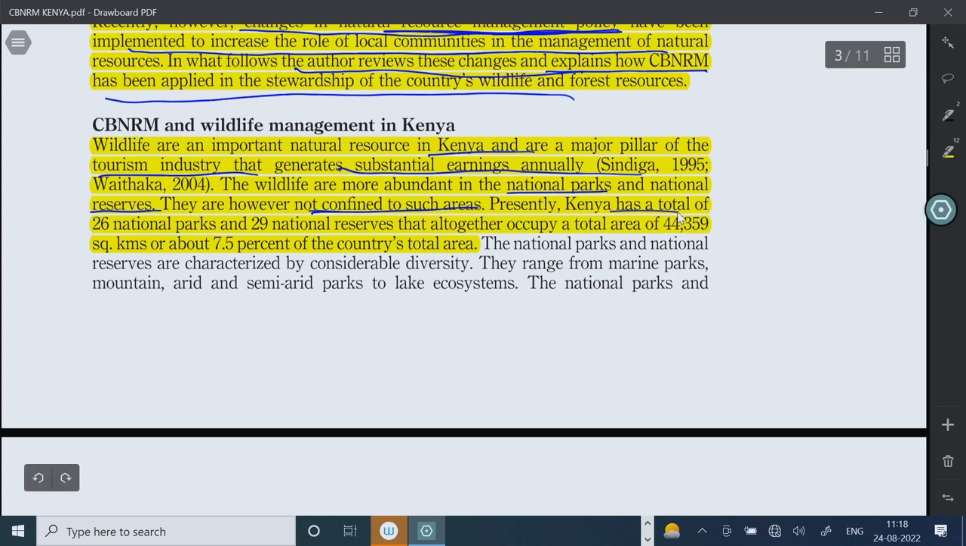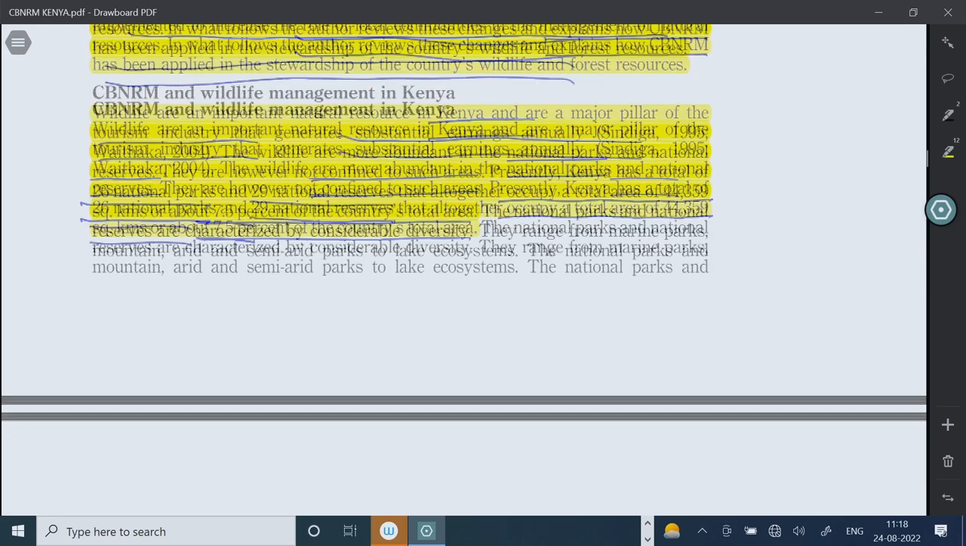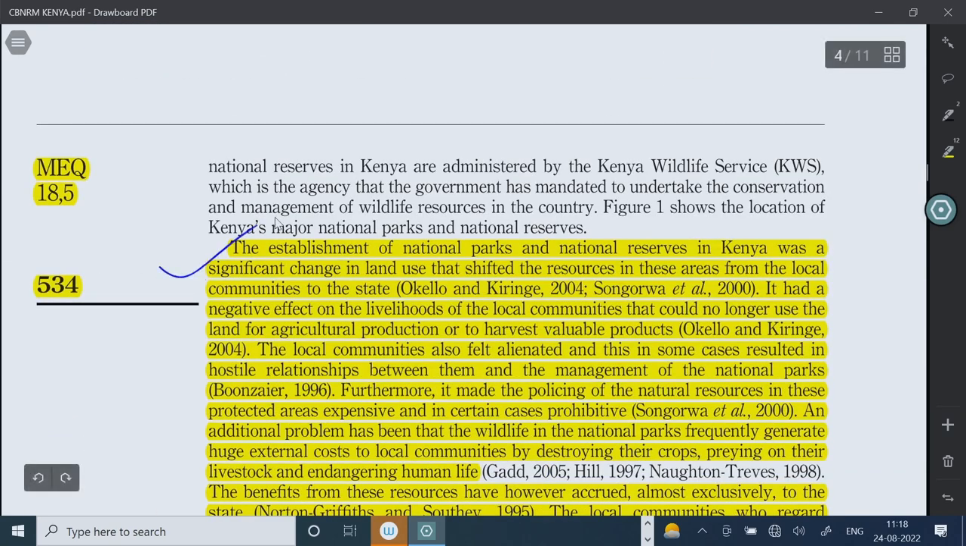Now, Kenya has a total of 26 national parks and 29 national reserves. So, altogether, these reserve forests occupy around 44,360 square kilometers, which is almost 7.5% of the country's total area, a significant amount, all right? So, this kind of national parks or national reserves in Kenya was a significant change in land use management, and that shifted the resources in these areas from the local communities to the state government. So, it has gone into the hands of the state government.